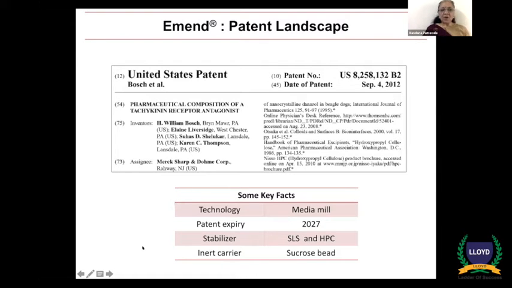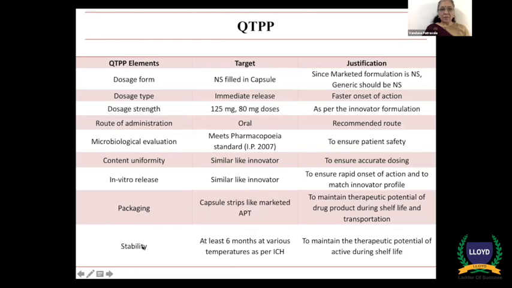And believe me, this work has been done by a master's student. I told him to write the QTPP, and the QTPP would be to, as far as possible, because it's a generic product, only we are doing it by Para 4, as far as possible, keep the target same. So if the dosage form in the market is capsule, we would also want to go with capsule, not with tablet.